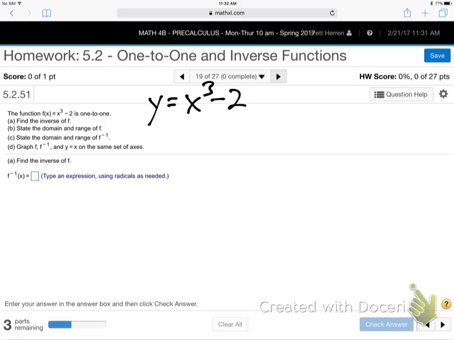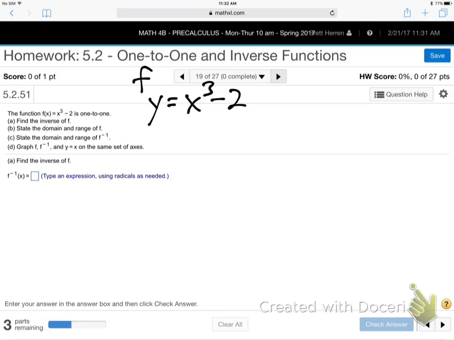All right, so let's take y equals x cubed minus 2. That's our function. You can call it f or y. That's all the same. And we have it in algebraic form now. Given algebraic form, we want to find the inverse function. So what have we learned so far about inverse functions? How do you find them?